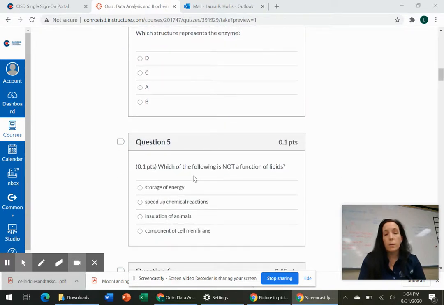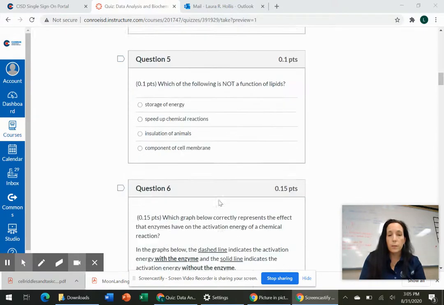Number 5, which of the following is not a function of lipids? Storage of energy, speed up chemical reaction, insulation of animals, component of cell membrane. The answer is speed up chemical reactions, because the thing that speeds up chemical reactions is an enzyme or a catalyst. Okay? So the answer is speed up chemical reactions.